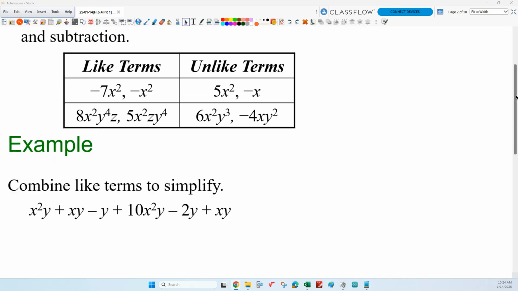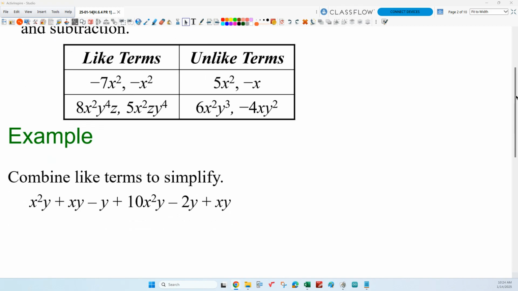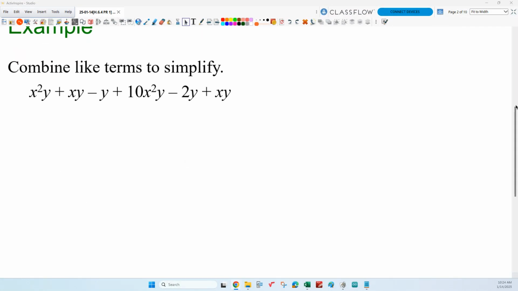So, for example, these are like terms, because the variables are the same and each variable is to the same power. These are unlike terms because although they're the same variables, the exponents are different. So when we combine like terms, it's really just a matter of going through the list and finding the ones that match up.